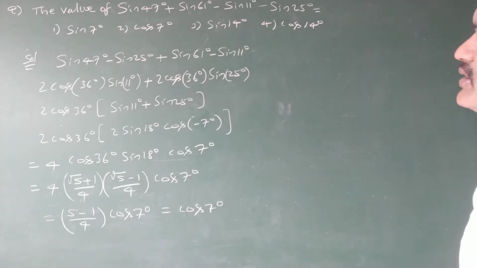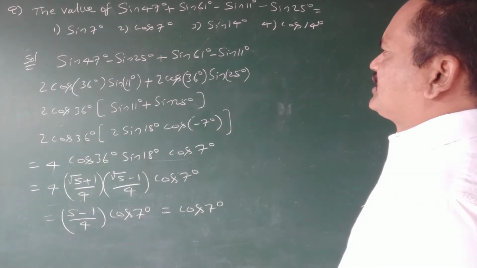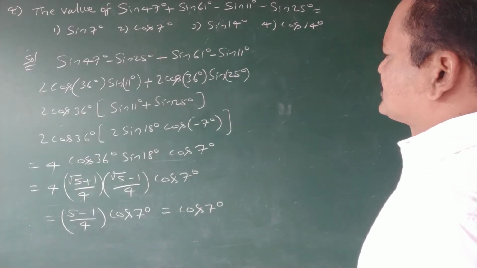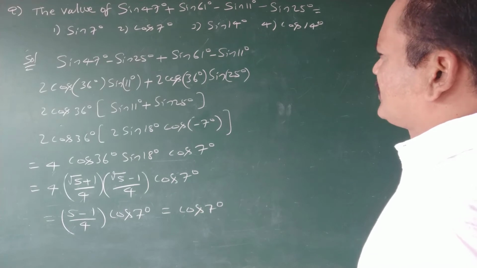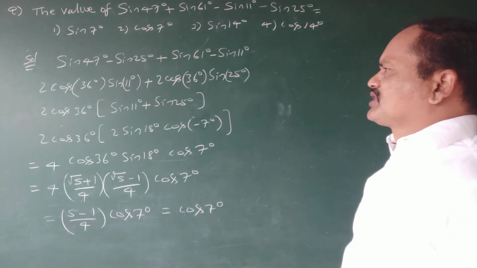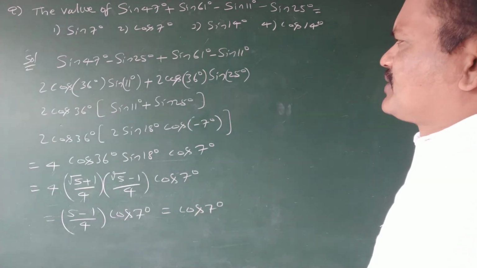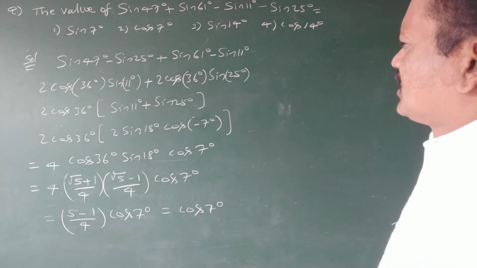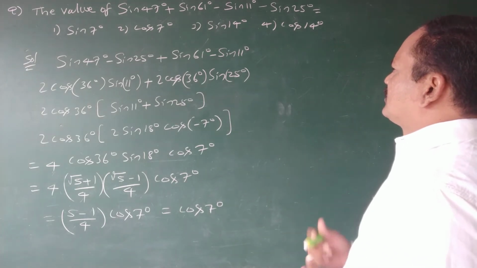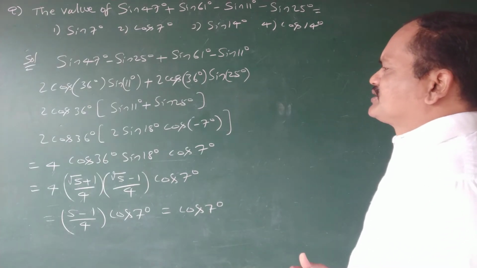Now the question: the value of sin 47 degrees plus sin 61 degrees minus sin 11 degrees minus sin 25 degrees is equal to: the first option sin 7 degrees, second option cos 7 degrees, third option sin 14 degrees, and the fourth option cos 14 degrees.